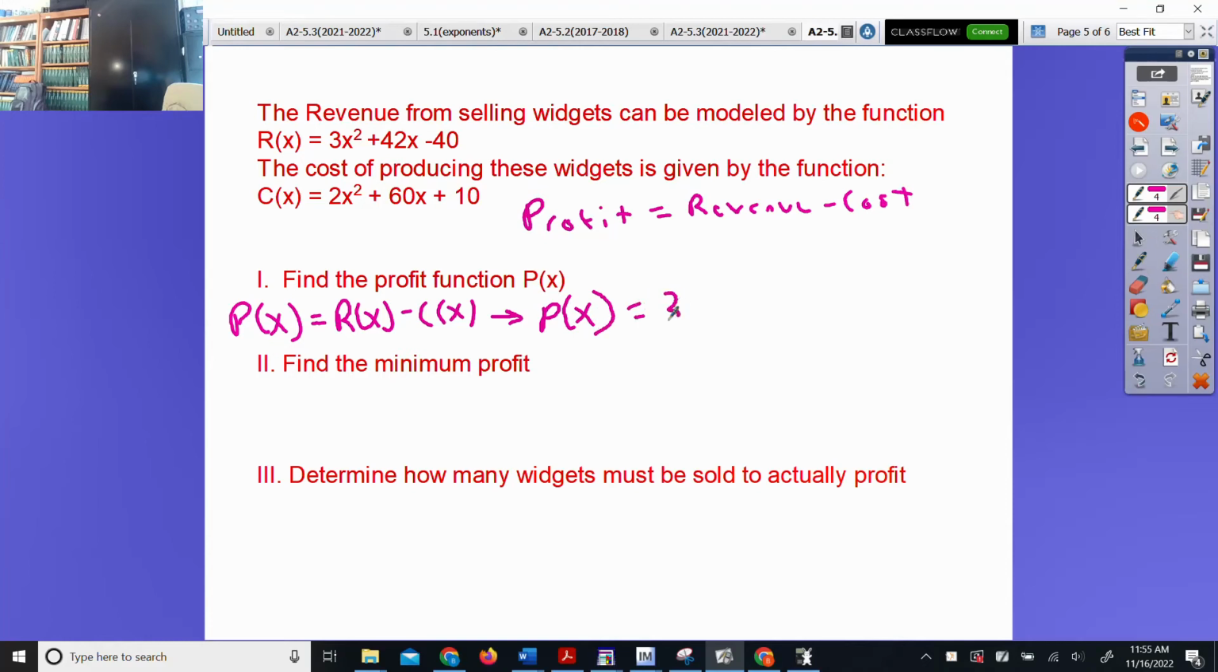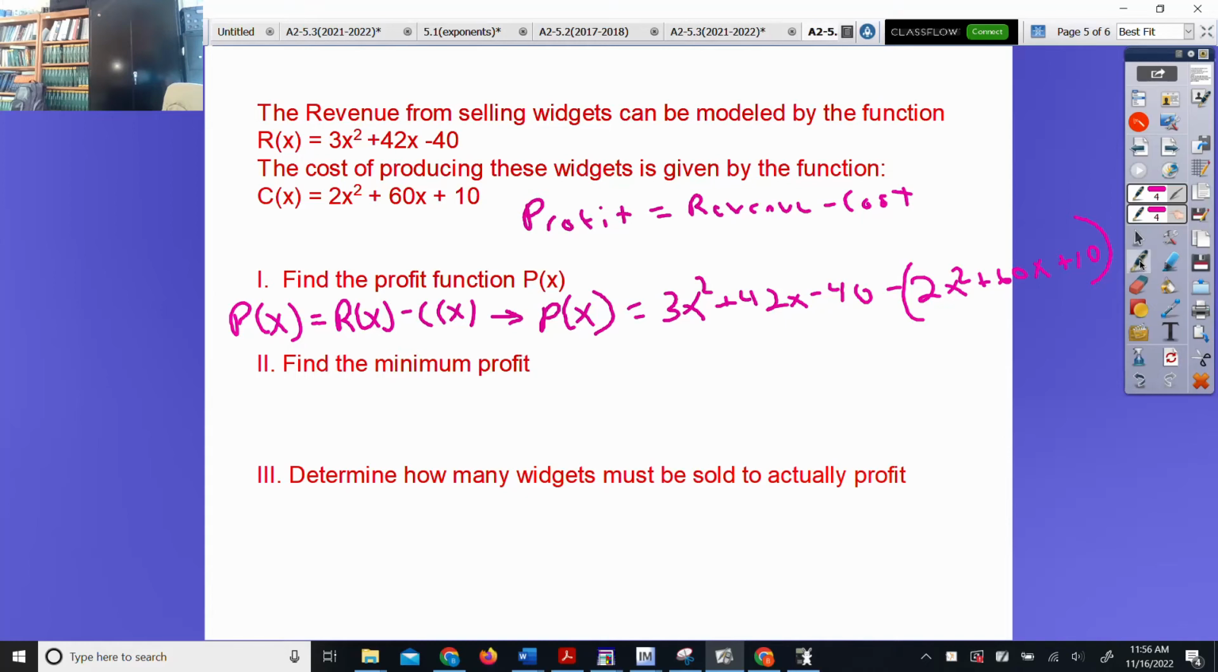Revenue function is 3x squared plus 42x minus 40. We're going to take away 2x squared plus 60x plus 10. And I have knowingly made a mistake as I wrote this. I didn't wrap it in parentheses. A lot of kids write stuff like this and they're wrong all the time. They just throw a subtraction symbol and they don't even understand why they're wrong. You've got to take away a little bit more than 2x squared, don't you? Last I checked, you did.